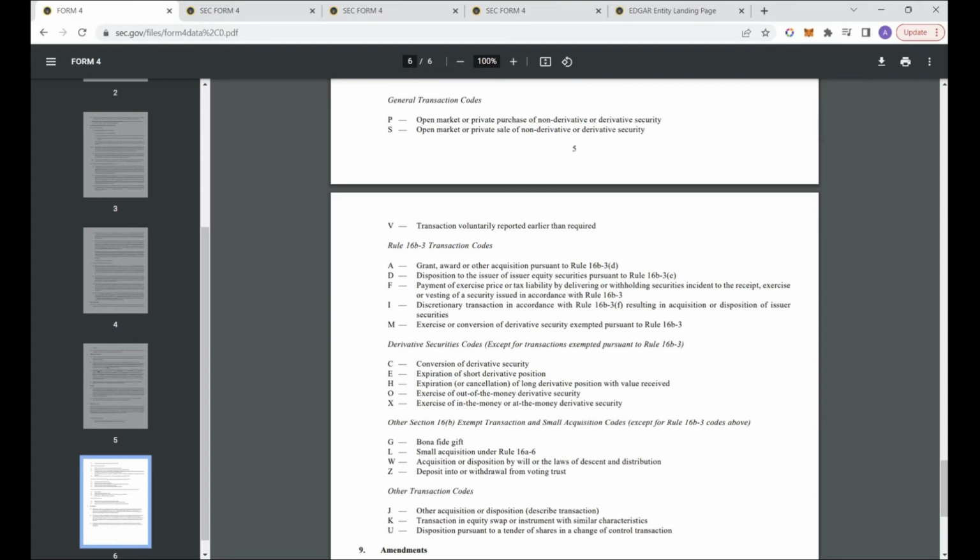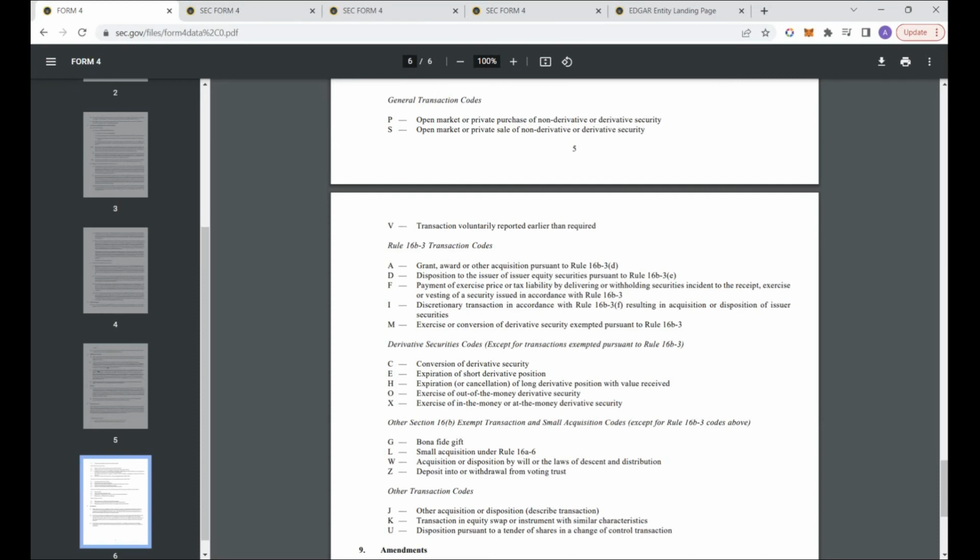So I guess the best example of this would be Warren Buffett. If you look through Berkshire Hathaway's Form 4 filings, you may see that he files a Form 4 for gift donations when he gives away some of his shares to charities. So those are the most common transaction codes that you'll see when you're looking at Form 4s.